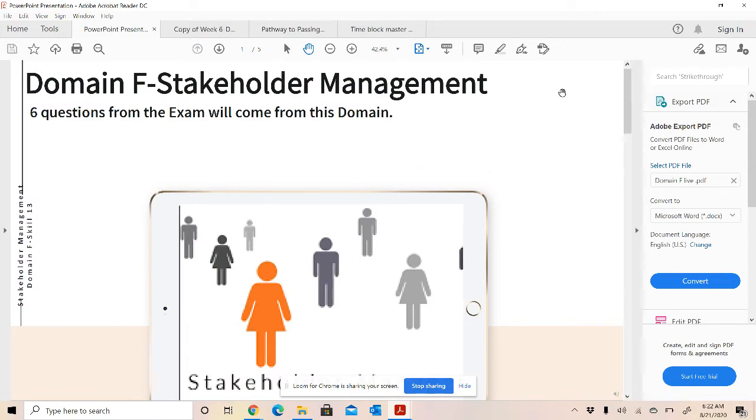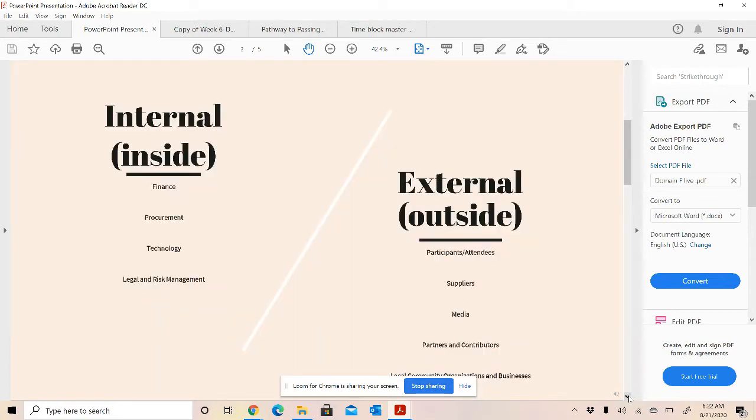So, Domain F, stakeholder management, only 6 questions from the exam come from this domain. So that is only 4% of your exam. However, 6 questions for the little amount of information we learned is quite a bit. So we want to make sure that we really have a grasp on it. So, what is stakeholder management?